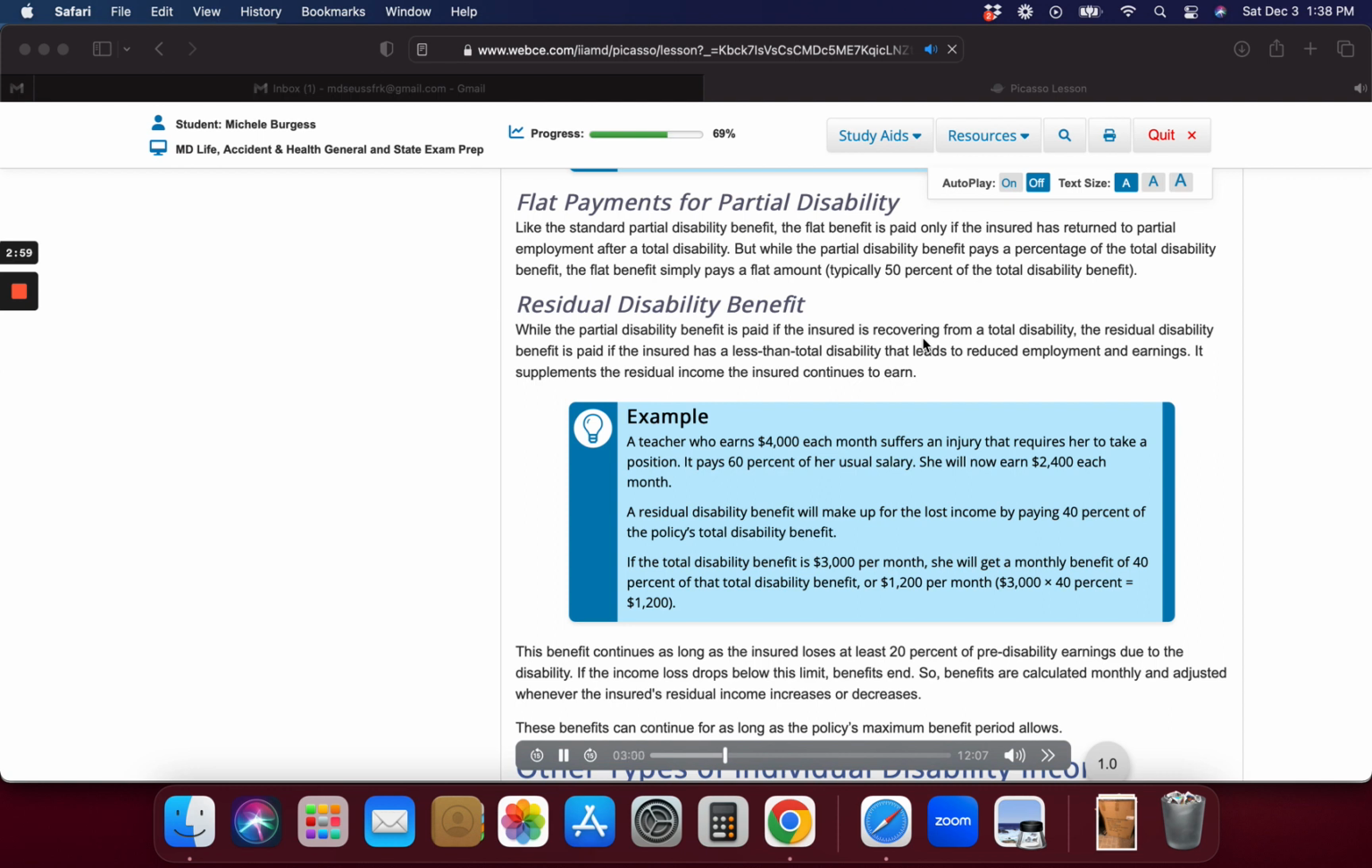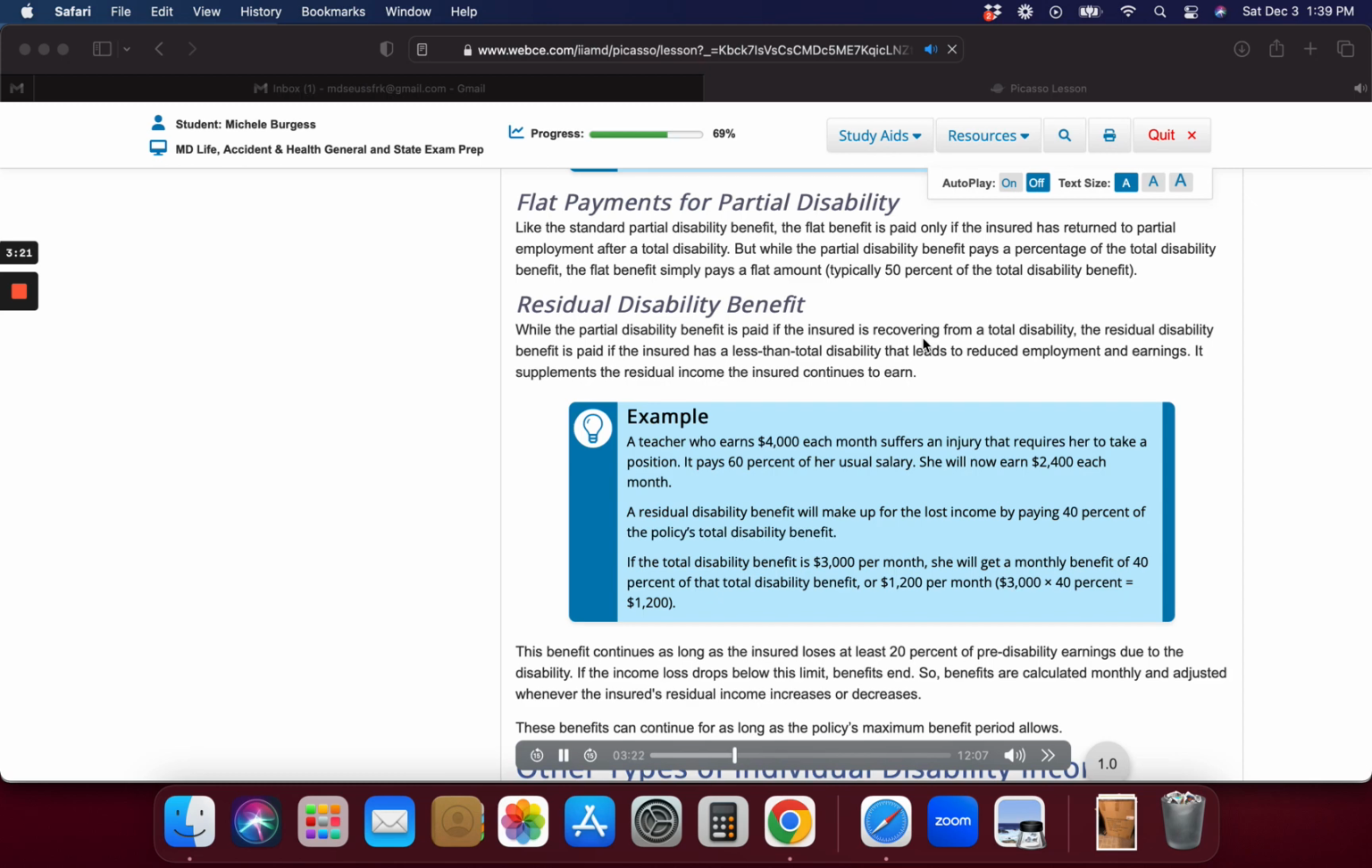Total disability. Whether an insured is totally disabled depends on the extent to which the injury or illness keeps the insured from working. It may keep the insured from working in his or her usual occupation. It may even keep the insured from working in any occupation. How the policy defines total disability determines whether it will pay a benefit.